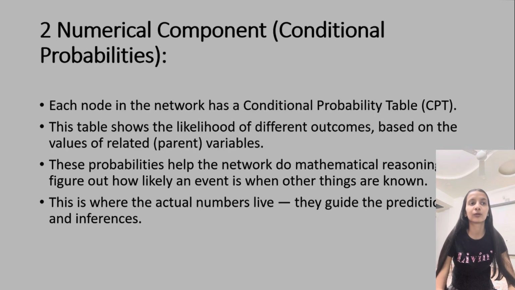Second is the numerical component. It is also known as conditional probability. Each node in the network has a conditional probability table that is known as CPT. This table shows the likelihood of different outcomes based on values of related variables, which are parents. This probability helps the network do mathematical reasoning and figure out how likely an event is when other things are known. This is where the actual numbers live, they guide the prediction and inference.